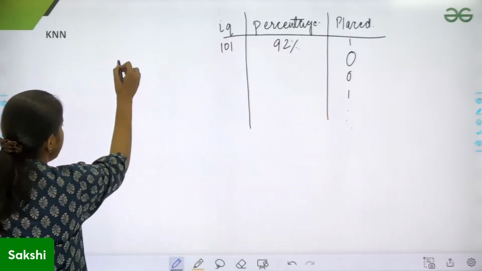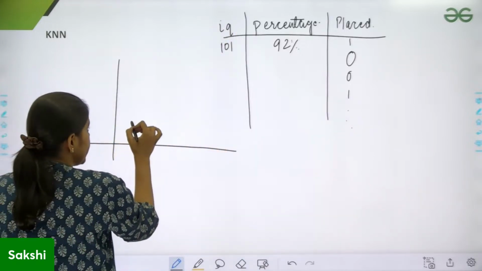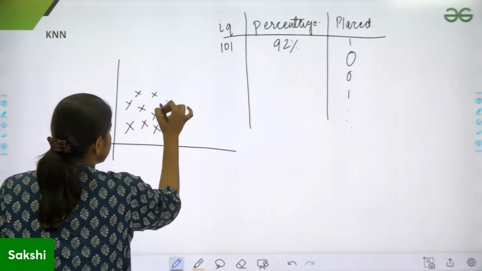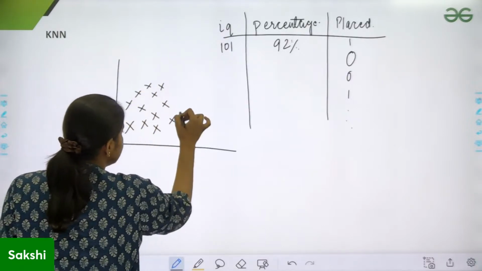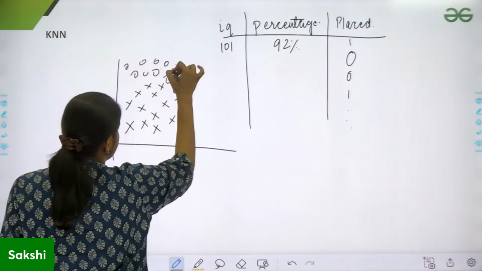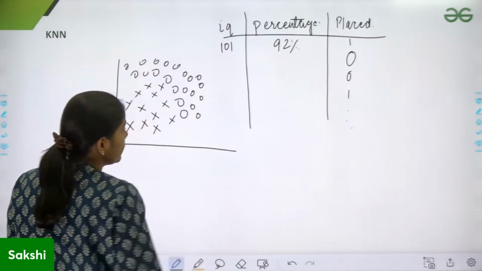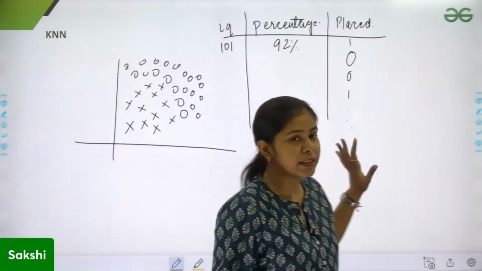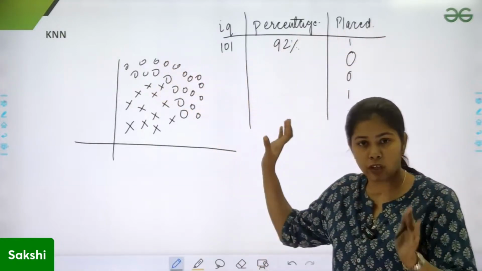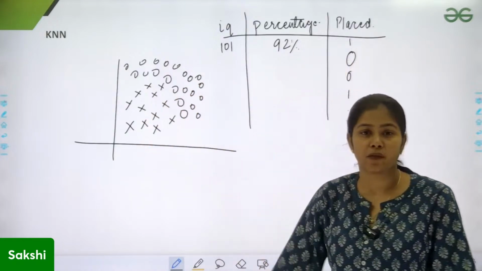So what is happening here? I'll plot this IQ and percentage on a 2D axis. These are the points in my data set. I have plotted this data set, IQ and percentage, and I have done nothing else. For the students who got placed, I have used this O sign, and for the students who didn't get placed, I have used a cross sign.